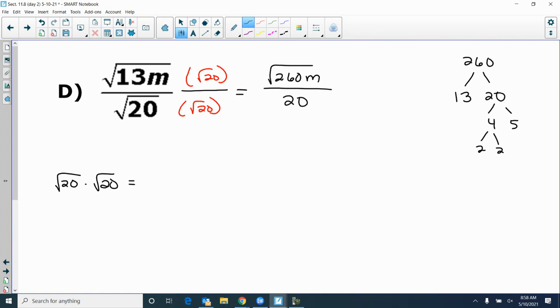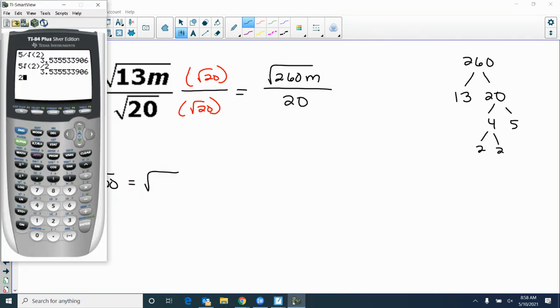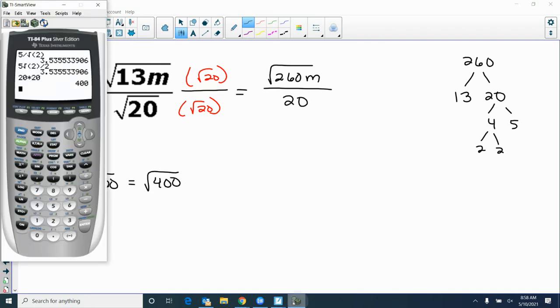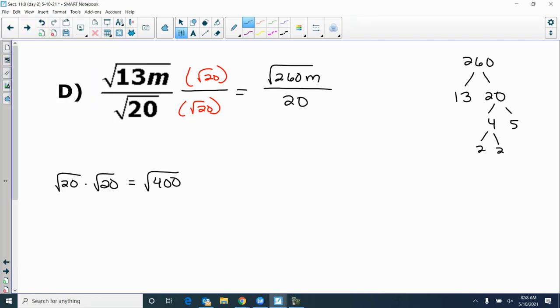Listen up. If you have this case, square root of 20 times square root of 20, 20 times 20 is 400, and then the square root of 400 is always going to just give us back 20. So we just kind of took this. You can take that step out. You can put it in there if you want.